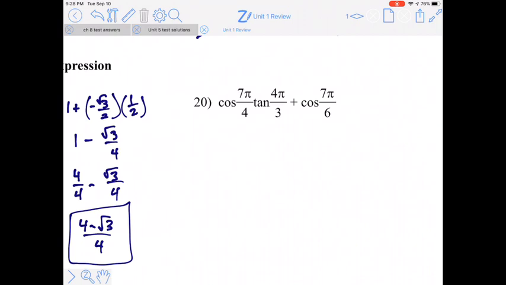Now all of these are radian measure, so I'd recommend that we convert all of these into degrees.